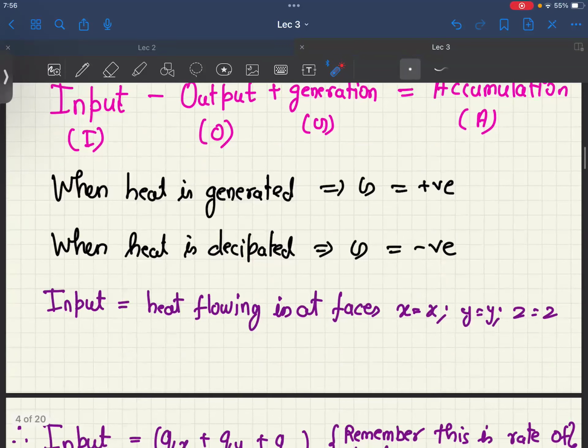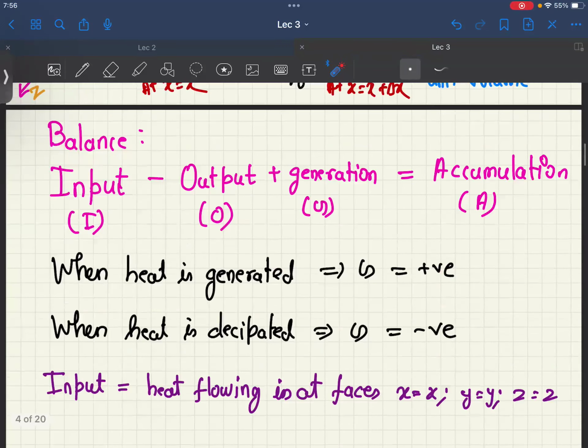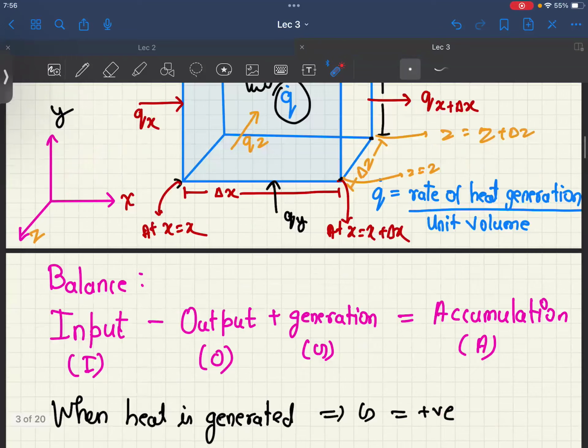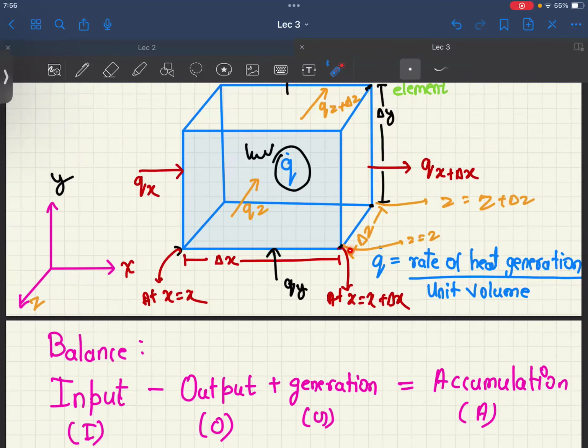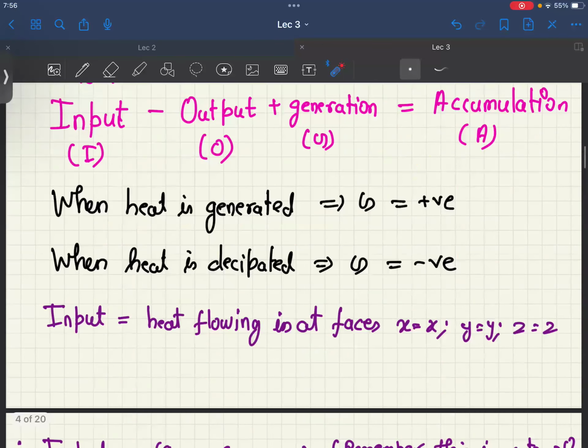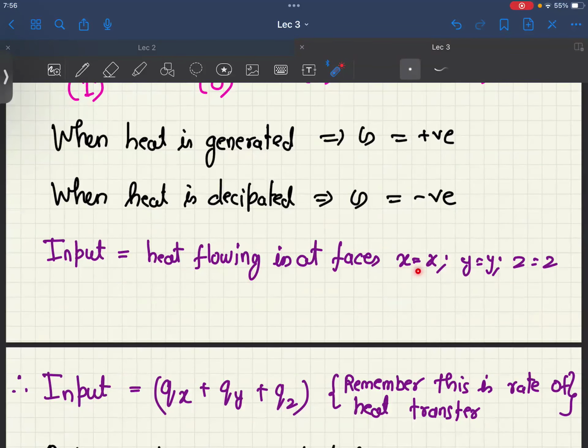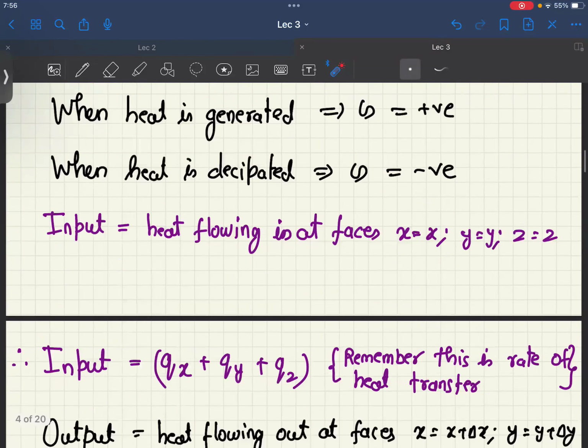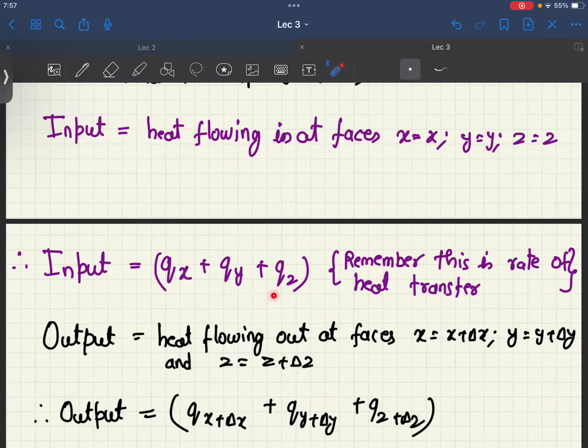Now what is the input to the system? What is the rate of the heat input to the system? Heat input is at this phase, then at this phase, and at this phase. Okay, so input is nothing but heat flowing in at phases x equal to x, y equal to y, and z equal to z, right? That is why input is nothing but qx plus qy plus qz. And always remember there are no primes in here. मतलब यहाँ पे कुछ है नहीं, या डबल कुछ नहीं है, तो इसका मतलब ये हम रेट पे बैलेंस कर रहे हैं. We are balancing on rate.